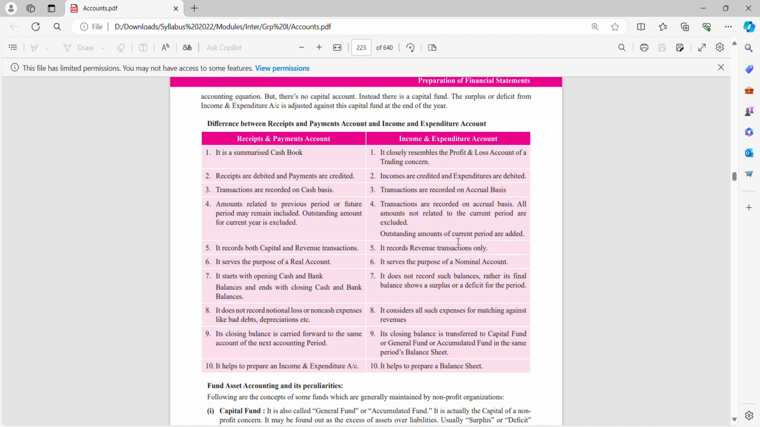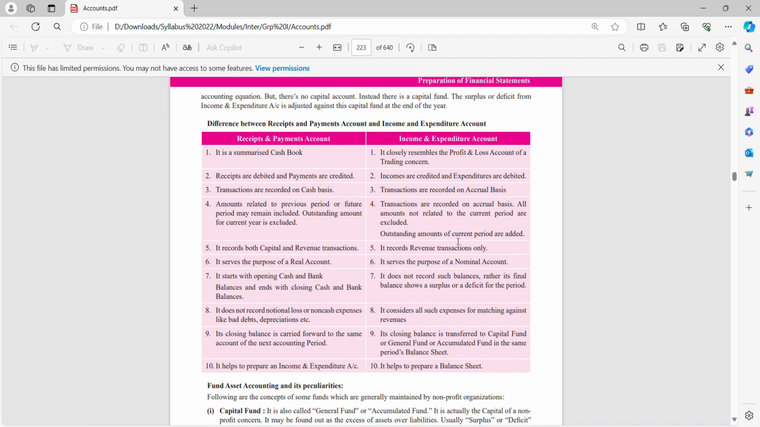Accrual basis: I am supposed to receive 10,000 fees from Mr. A. That's accrual. I have not received yet, I am supposed to receive. That's accrual, but still I'll record that in my books of accounts. Amounts related to previous period or future period may remain included. Outstanding amount for current year is excluded.